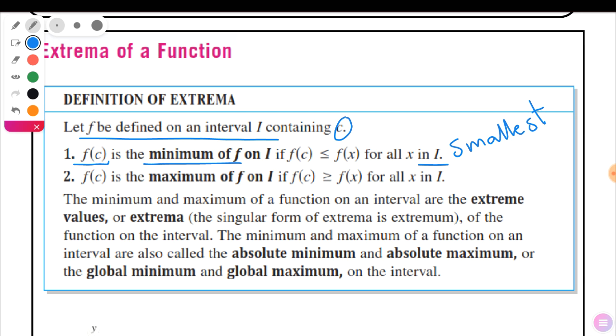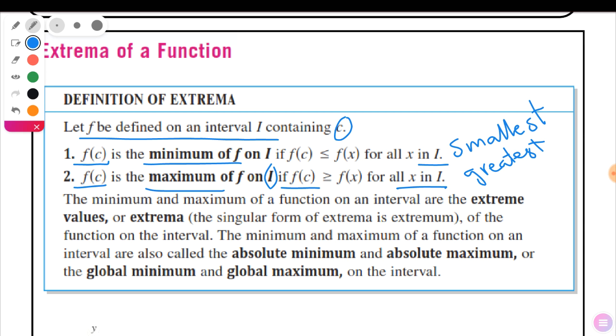This is a closed interval. And we can say f(c) is the maximum value of f on the closed interval I if the value of f at x equals c is greater than or equal to all of the values of f(x) for all x in the interval I. In another way, it means the greatest value of f(x) on this interval. We know that extrema is the plural of extremum.